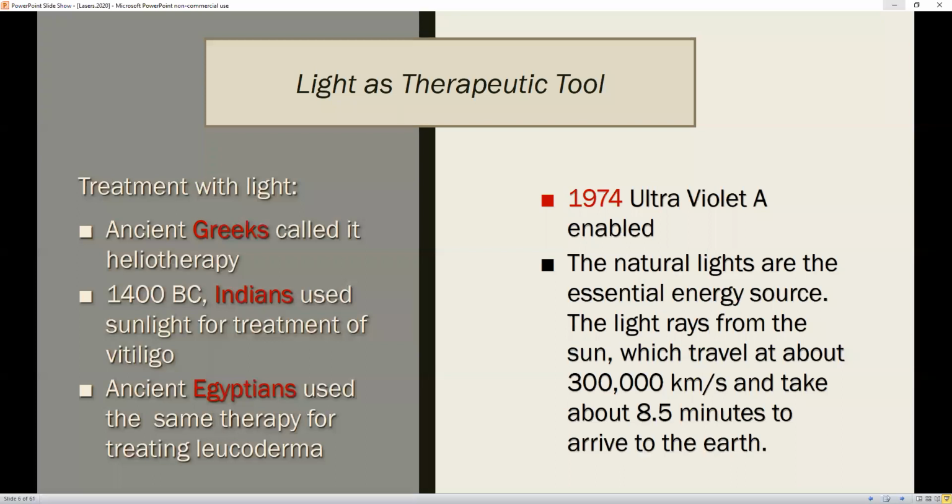So let's look at the history of how light was used. The ancient Greeks called light therapy heliotherapy. Heliotherapy was used to treat tuberculosis in the 1800s. Ancient India used sunlight to treat vitiligo, or the loss of skin color, and ancient Egyptians used the light to treat leukemia. Only in 1974, ultraviolet A was enabled. And remember that natural light is the essential energy source. The light rays from the sun travel at about 300,000 kilometers per second and take about 8.5 minutes to arrive at the Earth.